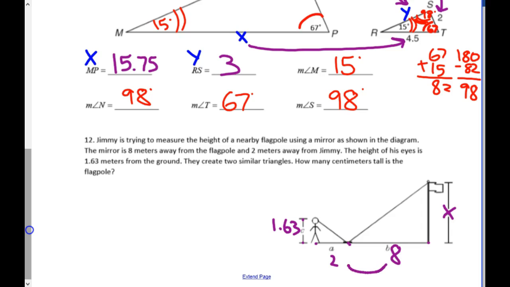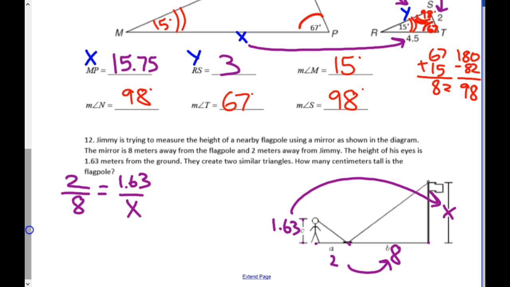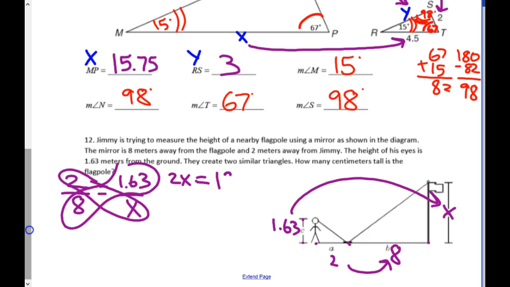So again, 2 goes to 8. 1.63 goes to X. Let's make those fractions. 2 over 8 equals 1.63 over X. Cross multiply. 2 times X is 2X. 8 times 1.63 is 13.04. And then to get rid of that 2, divide by 2. 6.52 is the answer in meters.